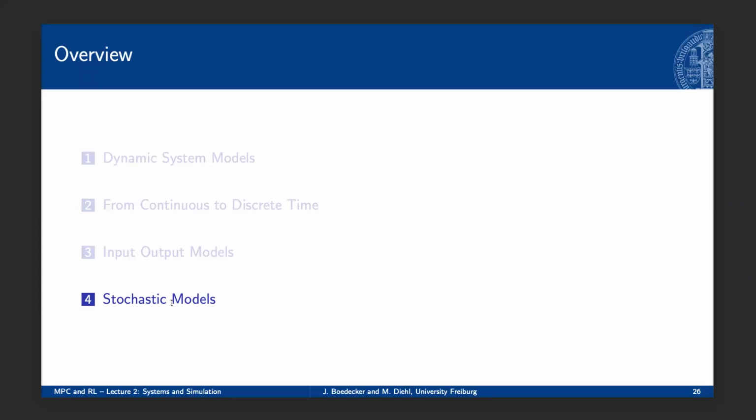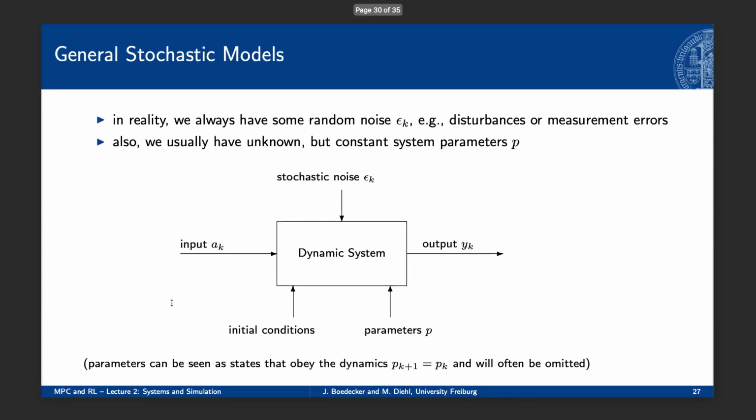So the last part of the lecture is about stochastic system models, and in reality we should know that we always have some random noise. I call it epsilon here. That could be disturbances, something like unmodeled things, and also measurement errors, which are nearly always present, right? And I should also say that we typically have some unknown but constant system parameters. It could be all the parameters of your model, but it could also be some things that we think would be important to know.